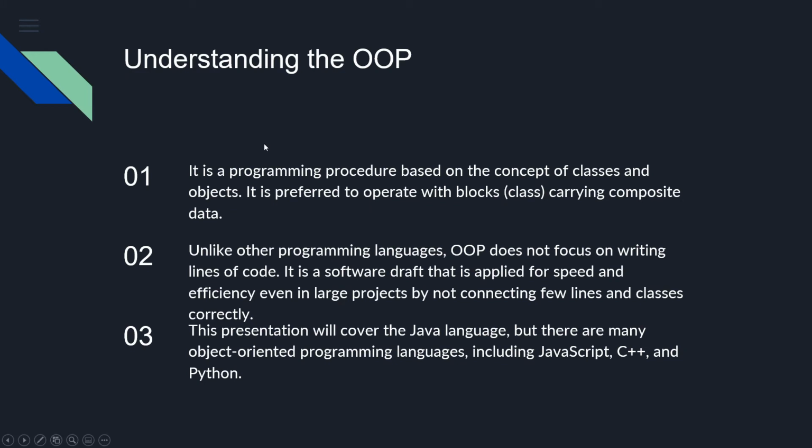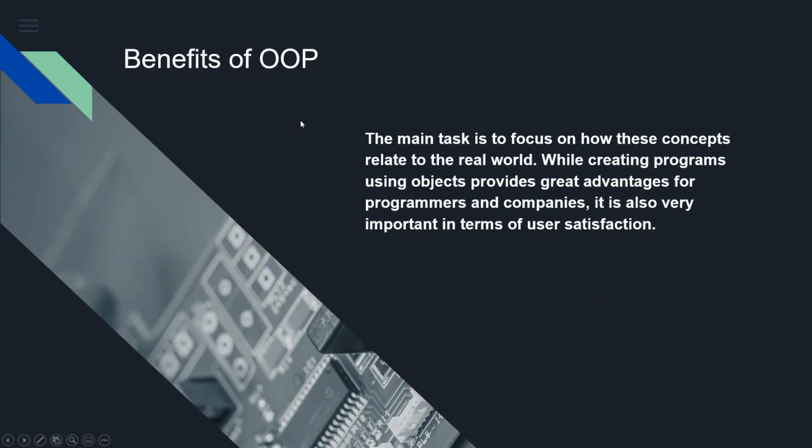Understanding OOP. OOP uses classes and objects to make relations between entities. It's preferred to operate with blocks carrying composite data. Secondly, OOP doesn't focus on writing hundreds and thousands of lines. No, OOP has a plan and schema and goes to the goal. And thirdly, not only Java, but C++, JavaScript, Python, and also C# are OOP languages. Let's continue.